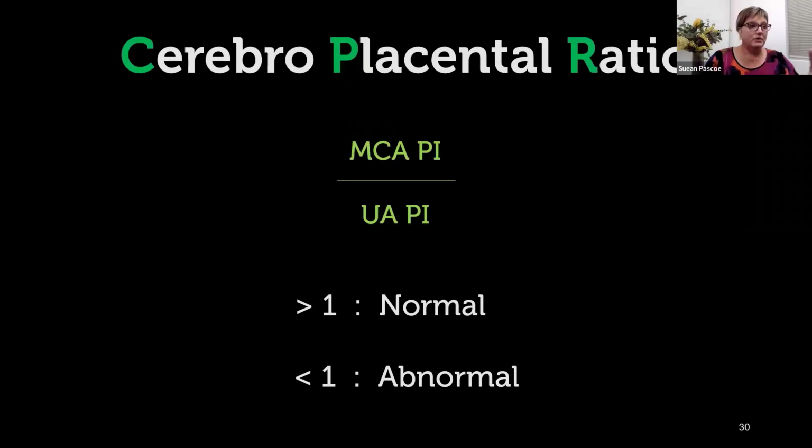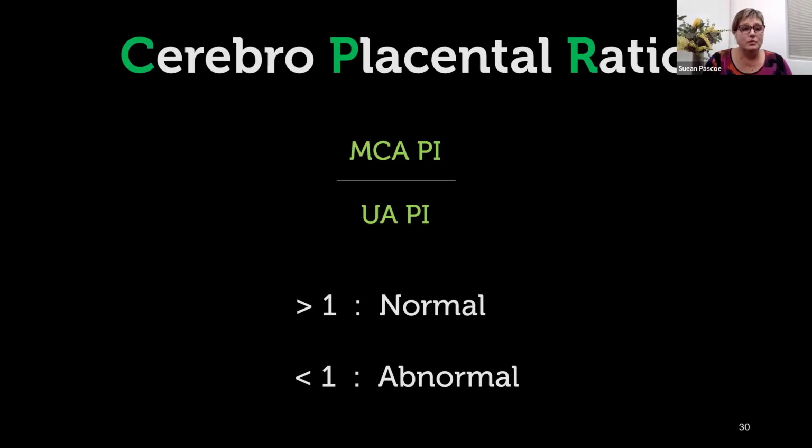They also use, when they're doing middle cerebral arteries in more tertiary settings, they use the middle cerebral artery ratio with the umbilical artery. And an abnormal cerebroplacental ratio reflects redistribution of the cardiac output to cerebral circulation. If the value is more than 1, it's normal. If the value is less than 1, it's abnormal. So when you're taking a measurement of both, then it can give you a good indication as a predictor of adverse outcomes for the baby.